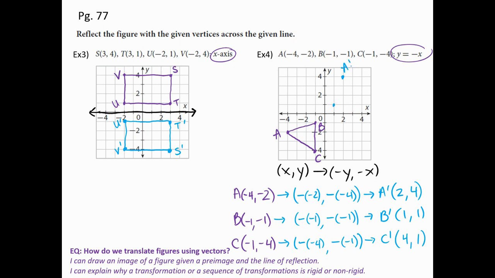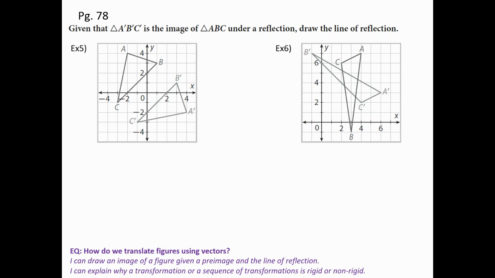A prime, B prime, and then C prime is at 4, 1. And so you can use the rule like we just did, or you can use the line and count, depending on what you're given and what you prefer. All right, let's look at our last two examples.